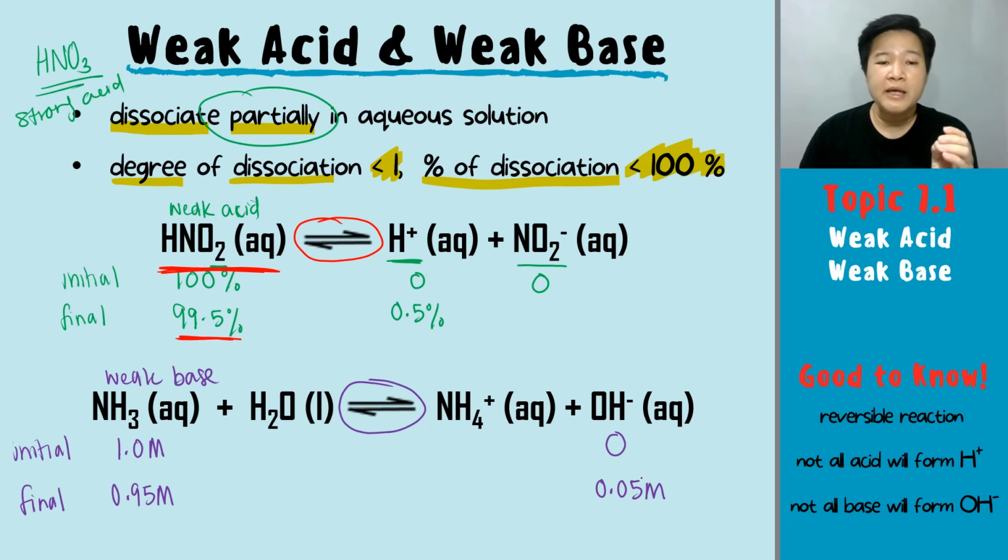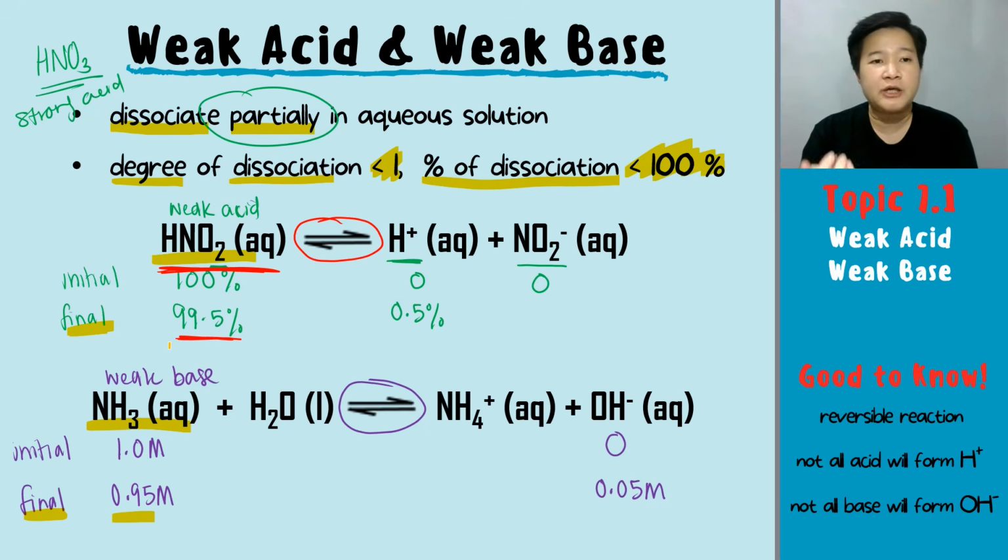So the main difference between weak acid, weak base and strong acid, strong base is their dissociation. Strong acid and strong base will dissociate completely, while weak acid and weak base will only dissociate partially. Partially means only a small amount of your weak acid and weak base will break into H+ and OH-. Therefore, you will have your weak acid and weak base left at the end of your experiment. They won't finish because they don't have the ability to dissociate completely. They can only dissociate partially.